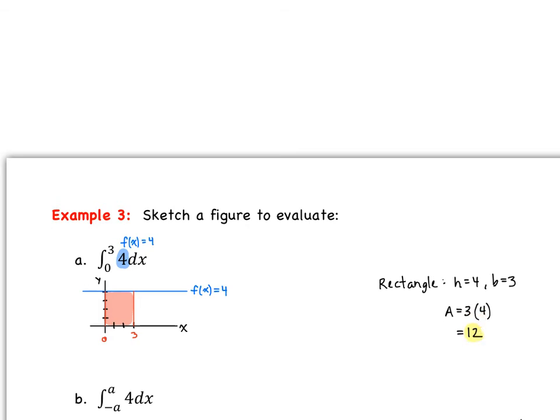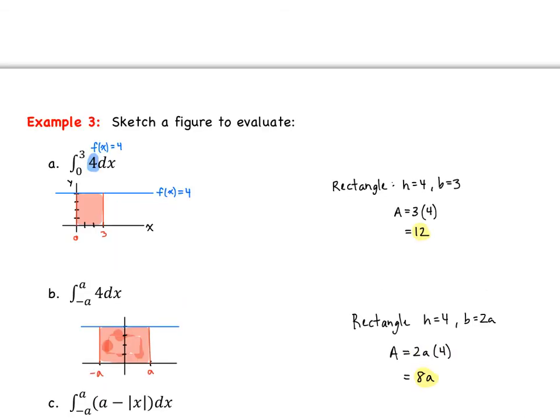I want you to go ahead and sketch part B, and now we're just going from negative a to a, where our f of x is still 4. So draw the sketch and then find the area or evaluate the integral. Hopefully you got what I got. So again, it's still a rectangle. Our curve is still f of x equals 4, and we're just going from negative a to positive a. So we still have a rectangle. The length of our base this time, though, is 2a. Height is still 4, so then the area is going to be 8a.